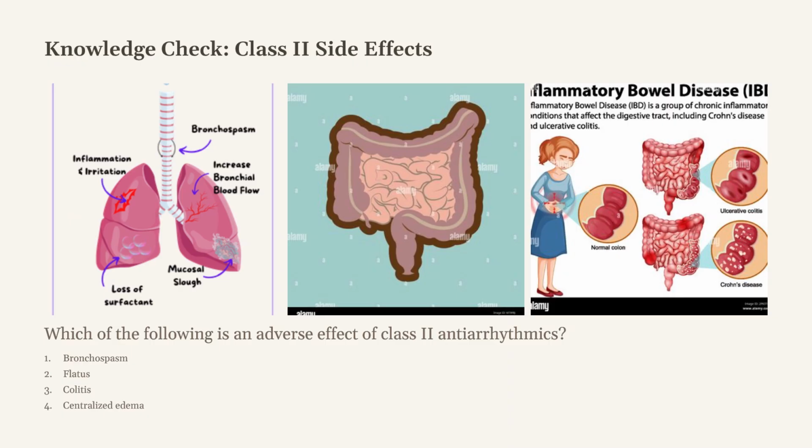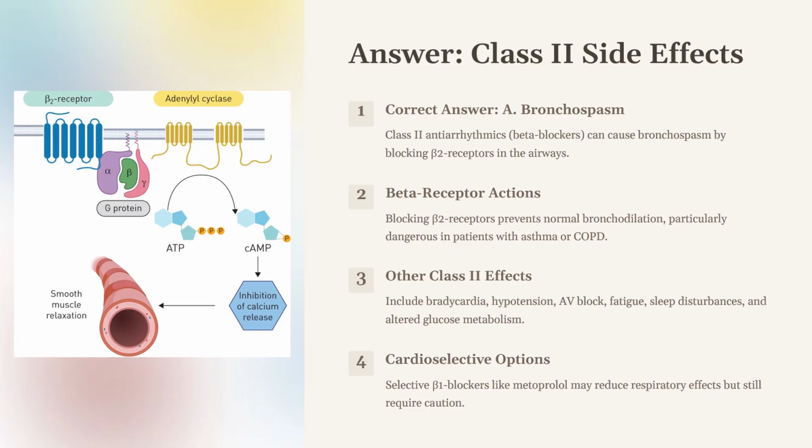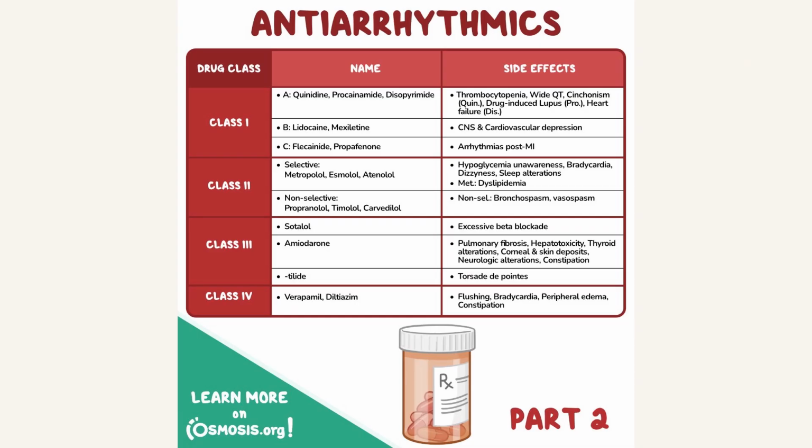Which of the following is an adverse effect of class 2 antiarrhythmics? Very good. Bronchospasm, because what's class 2? Beta blockers. Very good. All right, and then these I just added. This might be helpful to you of just what is in each class and what are some of the side effects that can occur from those. I'm not reading over this. That just might be helpful.